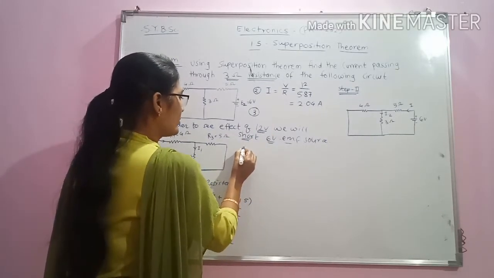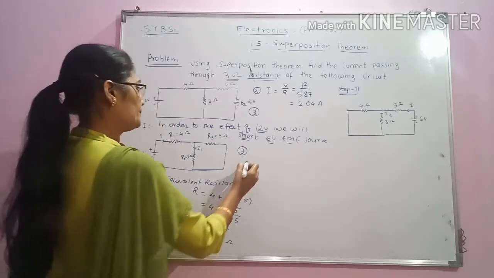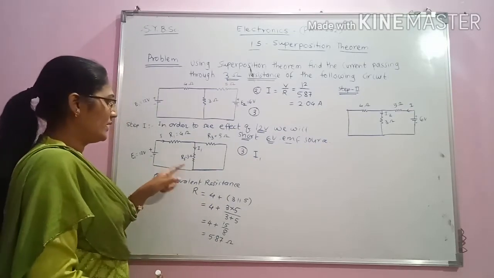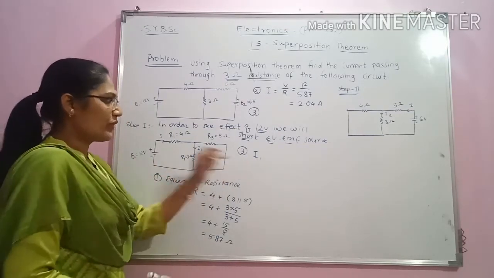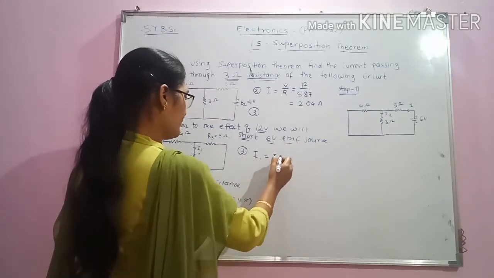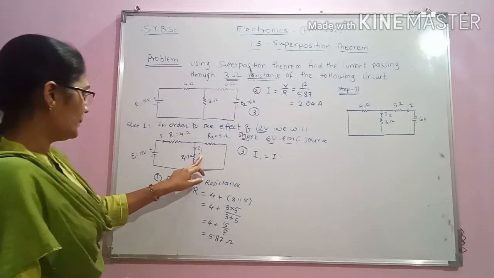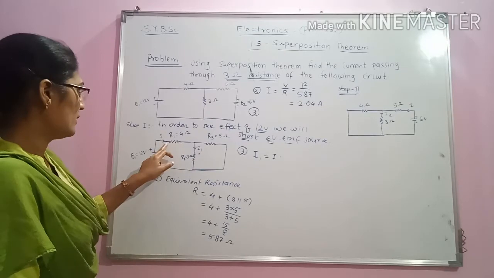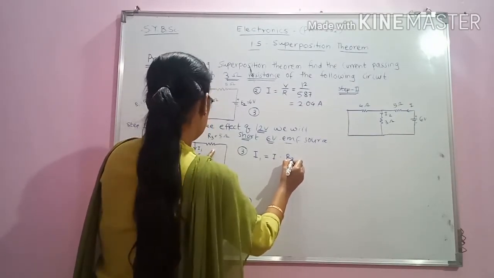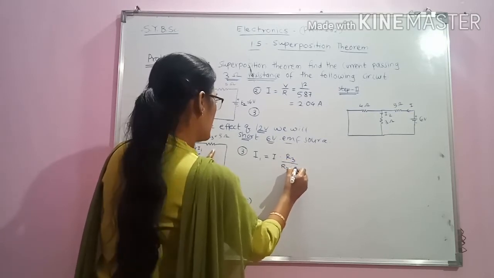Here I will name the current passing through the 3 ohm resistance as I1. So the value of I1 is equal to I into R3 upon R2 plus R3.